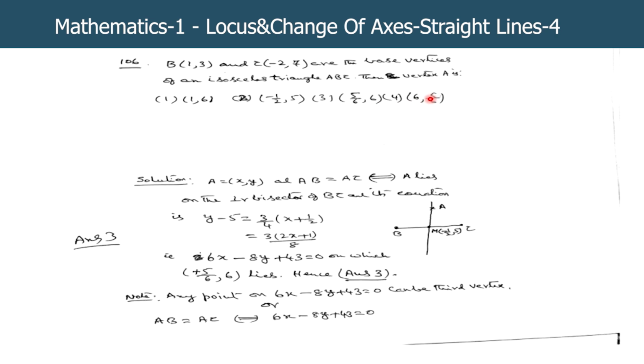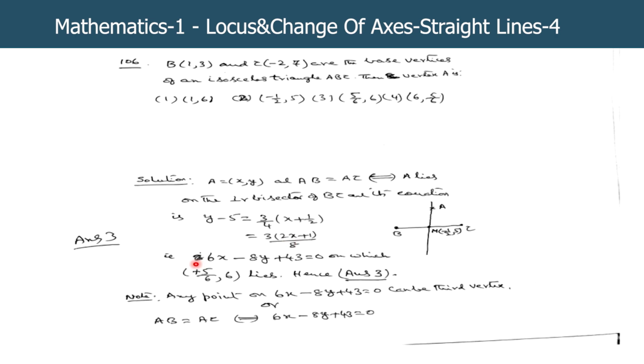Now see the diagram. Suppose you take A is equal to (x, y) and AB is equal to AC. So A lies on the perpendicular bisector of BC, and its equation is y minus 5 is equal to 3 by 4 into (x plus half). So that is 3 into (2x plus 1) by 8.